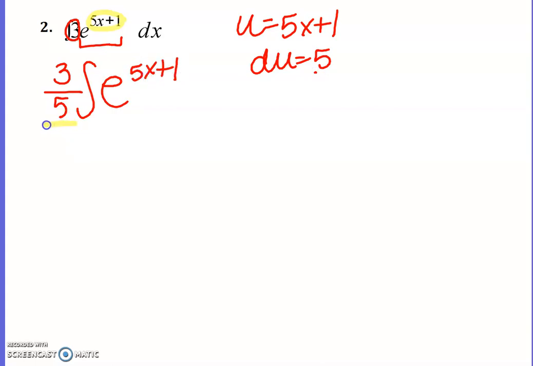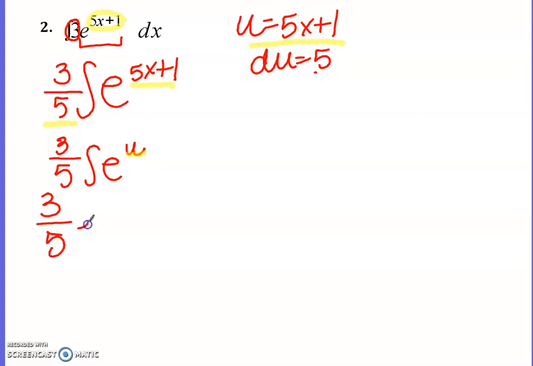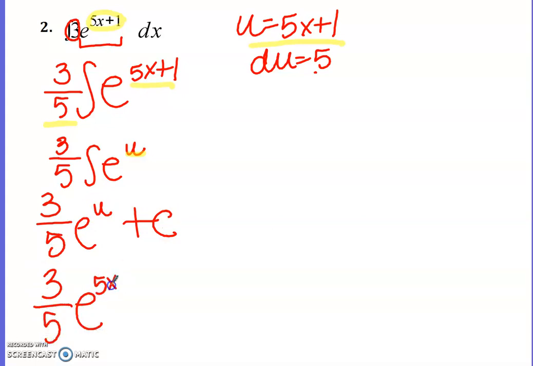So I simplify this if I need to, but it does not need to be simplified. So I just leave it as 3/5. I'm going to substitute in u for that exponent because that's what we said u is equal to over here. Then I do the antiderivative, which is just e to the u plus c. And then I sub in the 5x plus 1.